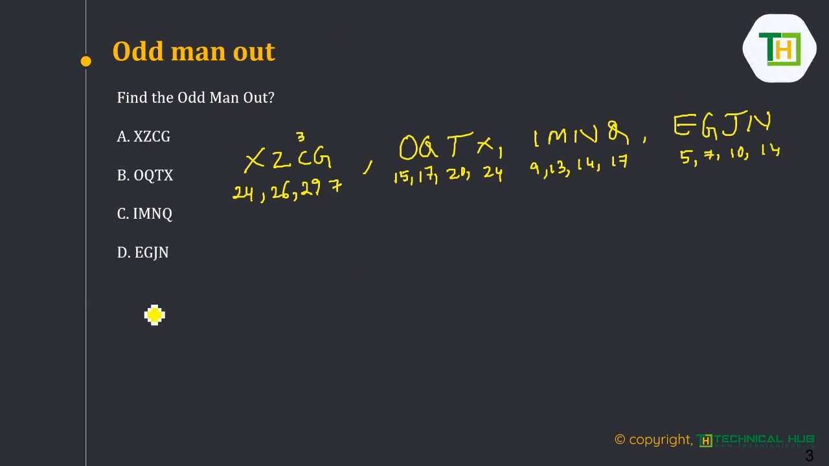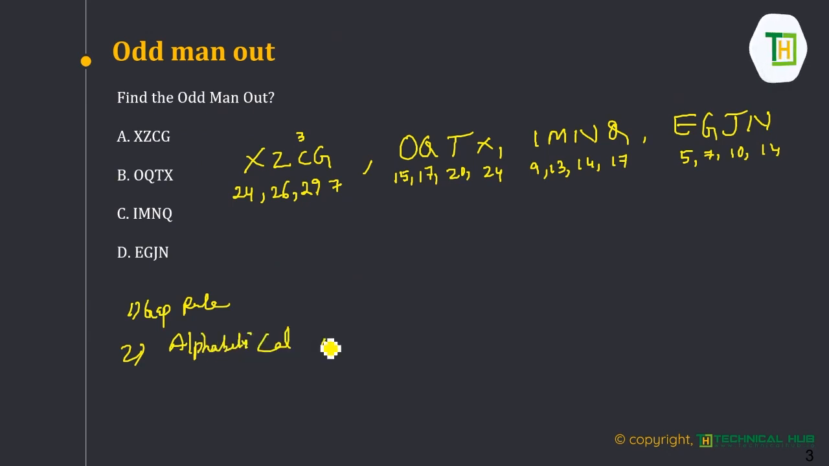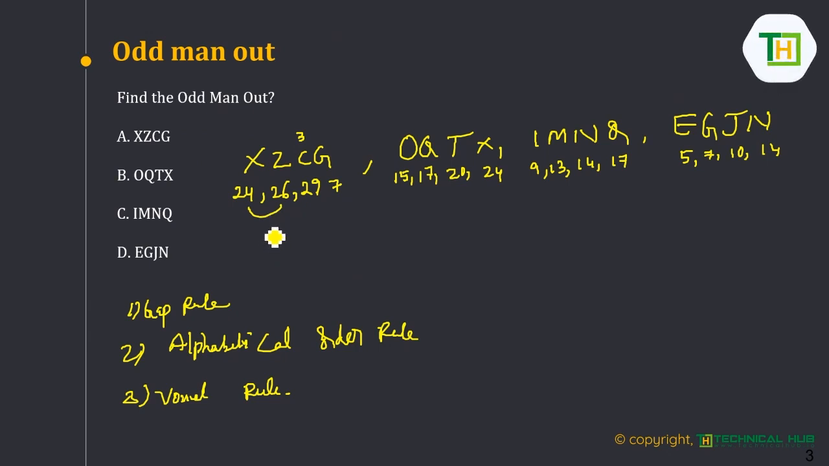Odd man out means apply the 3 rules. The first is the gap rule, the second is the alphabetical order rule, and the third is the vowel rule. What is the first rule? The gap rule, or difference. Between 24 and 26, the gap is 1. Taking 2 letters, the difference is 3. In this case, the difference is 4.